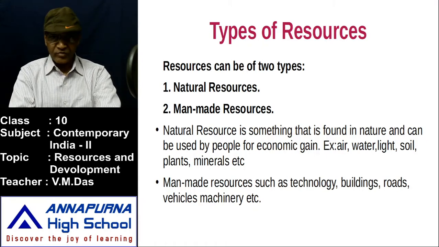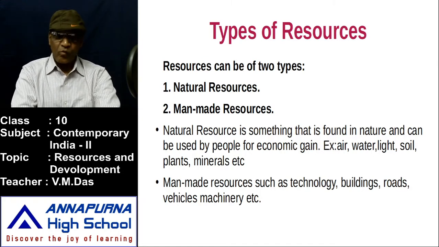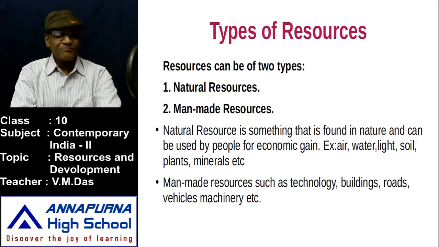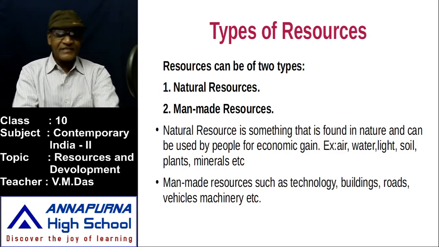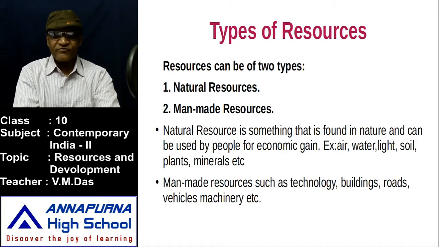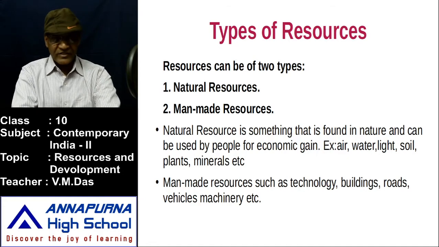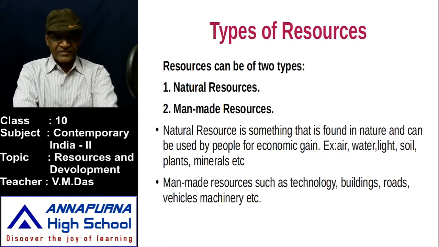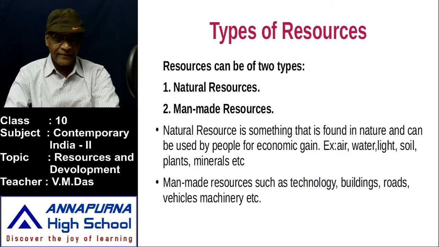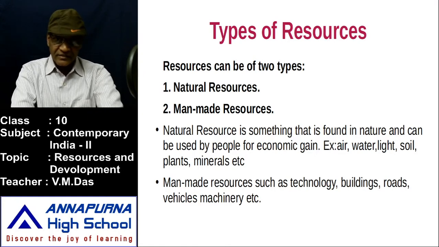Now the examples: air is the best example of a natural resource, water, light, soil, plants, minerals, my dear. All these things are present in nature. So we can find them in nature without any human effort, and we can obtain all these resources from nature. That is why these resources are termed as natural resources.